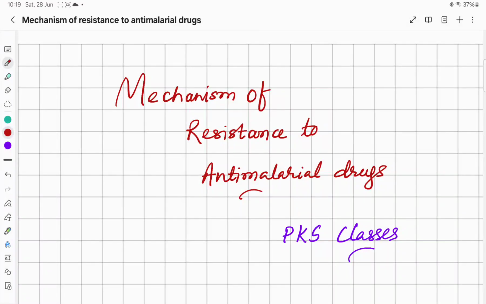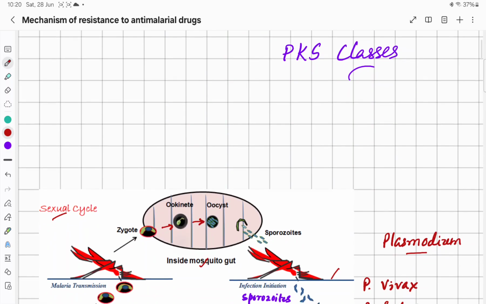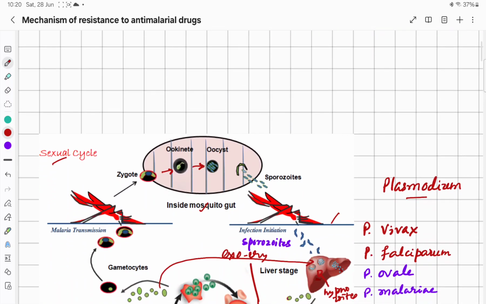Today we will study mechanism of resistance to anti-malarial drugs. So before discussing the mechanism of resistance, let us first discuss what is malaria and what are the anti-malarial drugs. Then we will discuss the mechanism of action of those anti-malarial drugs and finally mechanism of resistance.